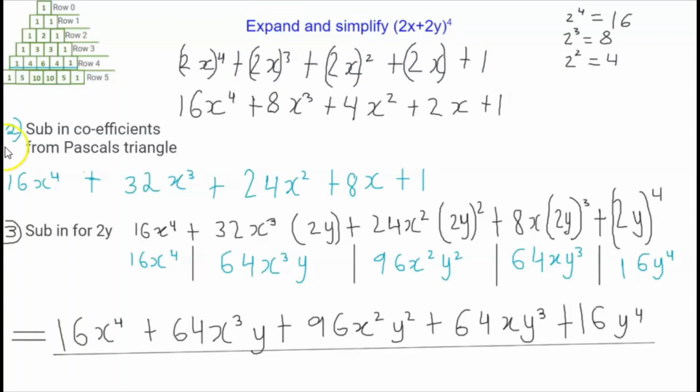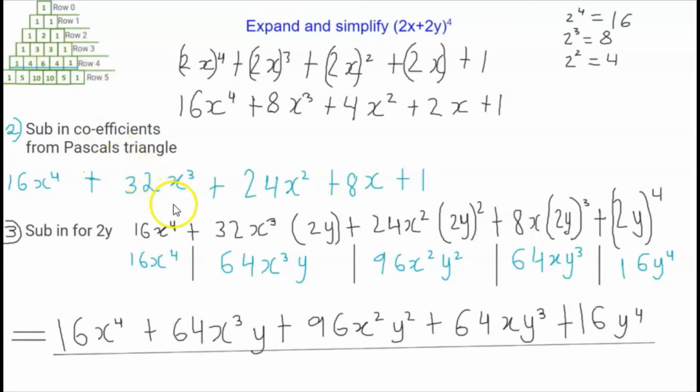So here's the answer at the bottom here. 16x to the 4 plus 64x cubed y plus 96x squared y squared plus 64x y cubed plus 16y to the power of 4. So that will be the expanded version of this 2x plus y to the power of 4. And you've got to make sure to include the Pascal triangle values right here.